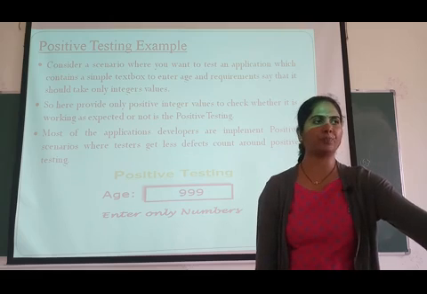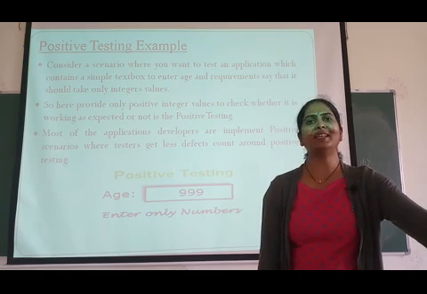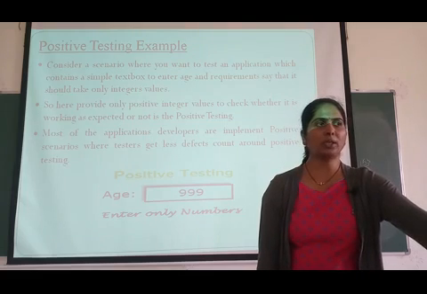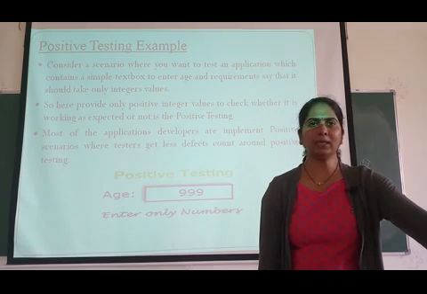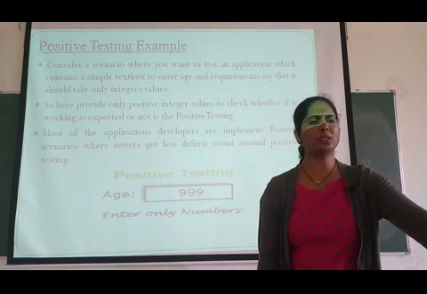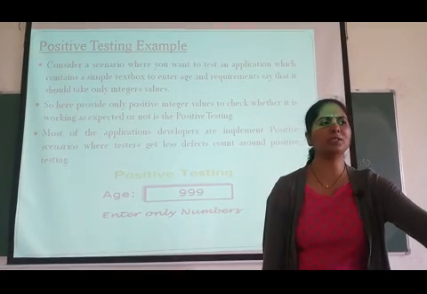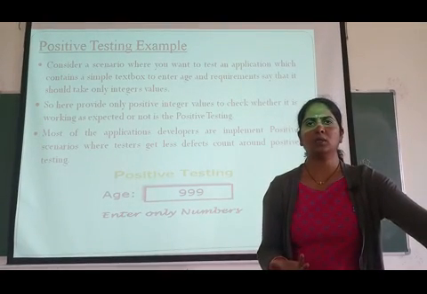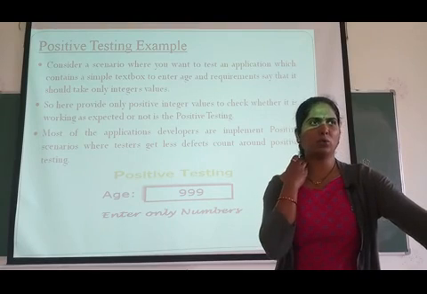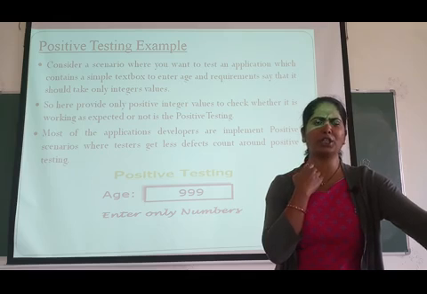Enter the age, and the requirement says that it should take only integer values. Obviously, if we are entering the age, it should be an integer value, which means it is not a fractional value. Integer means what?